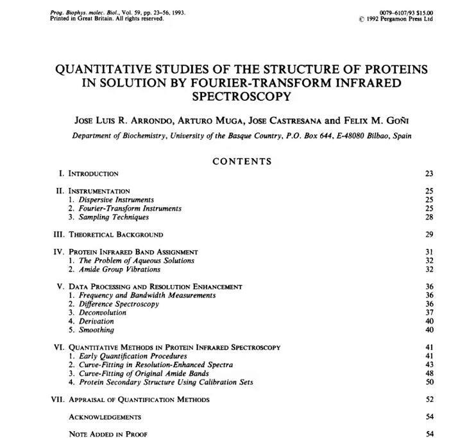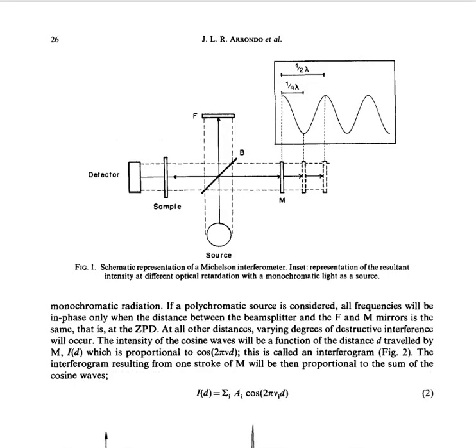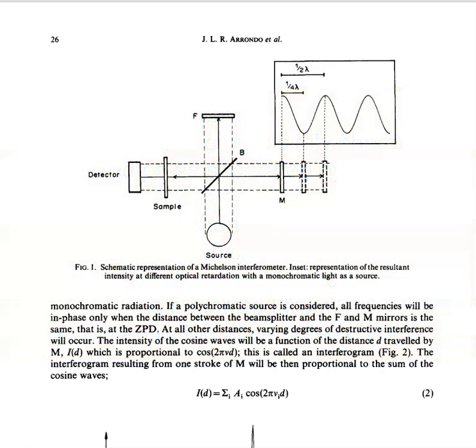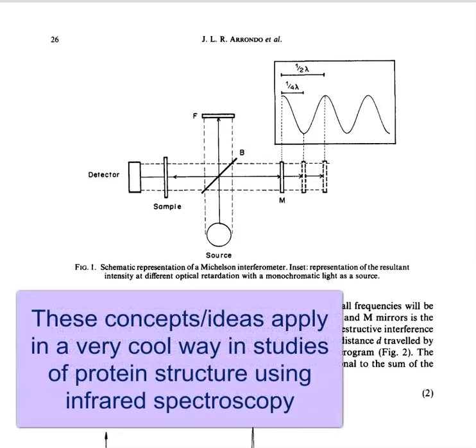This brief overview video of dipole interactions with electric fields is inspired by the paper by Arrondo et al. Okay, so what is a dipole? A dipole is two opposite charges separated by some distance, and the interaction will depend on the orientation with respect to an electric field.